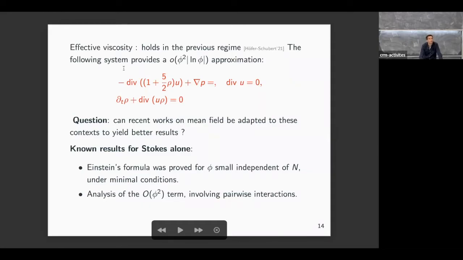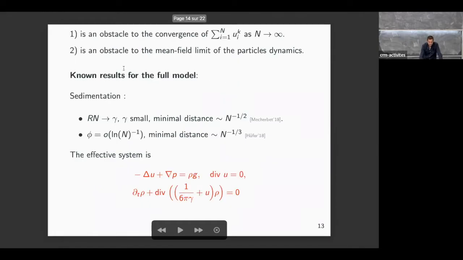Just a question for notation. What is the meaning of one CP gamma? Oh yeah, sorry, I forgot. That's a typo. I forgot the gravity here. Yeah, there is the G, the gravity. We are in the sedimentation problem, and that's the contribution of gravity. Sorry.